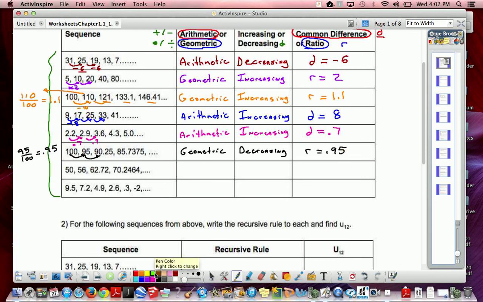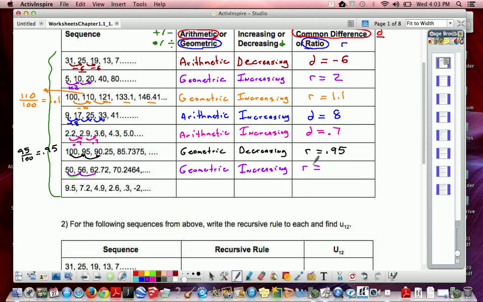Looking at our next one here, we have 50 to 56. Ooh, that's really hard to see. So I'm going to switch colors and go back to this purple here. So 50 to 56, that's adding 6. But I would just be at 62, so this one here too is geometric. This one was increasing, going up.